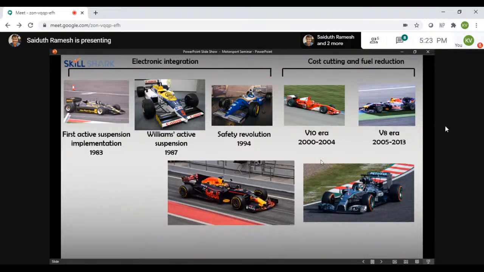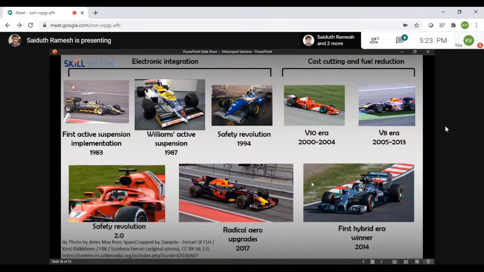The latest change that we see in F1 is something called the halo. There's another safety revolution 2.0. So what you see here right above the driver's head is a titanium structure. And what it does is it prevents any sort of debris, wheels, suspension elements, springs, anything that can come and hit the driver on the head. This protects them.